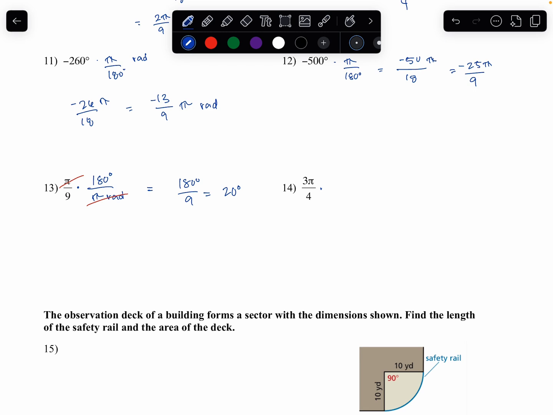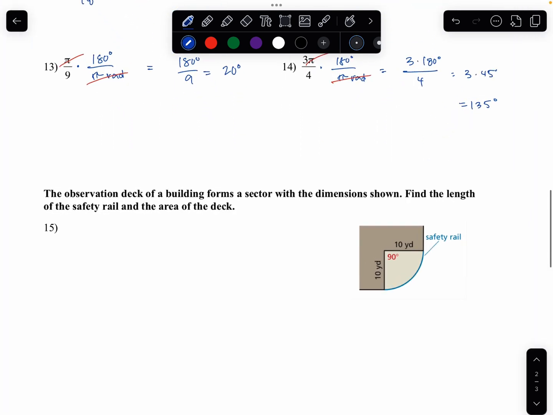And I'll do similarly, multiplied by 180 degrees over pi radians. So radians have to be in the denominator in order to cancel that out right there. And then we'll get 3 times 180 degrees divided by 4. 180 is divisible by 4, right? So that's going to be equal to 3 times 45 degrees, and that's going to be equal to 135 degrees.